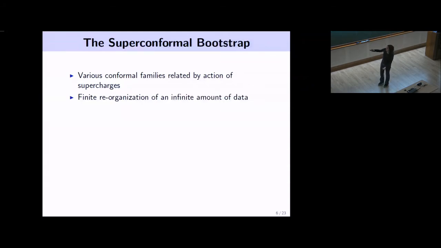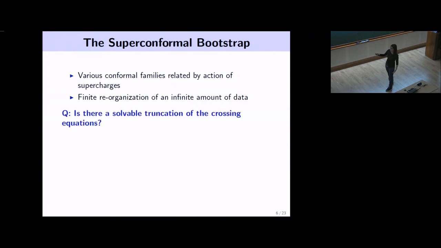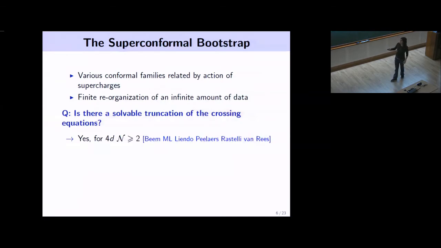And so you could complain that this is just a finite reorganization of an infinite amount of data, and it will really not buy that much. But still, we are spoiled by supersymmetry to expect exact results. And we could ask, is there a solvable truncation of the crossing equations if you add enough supersymmetry? And the answer turns out to be yes, in 4 dimensions, if you have N equals 2 or more, and also in these other 2 cases.